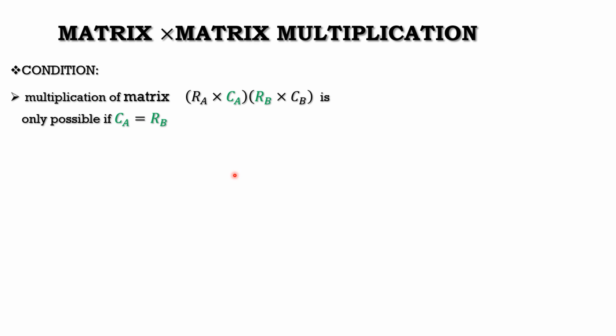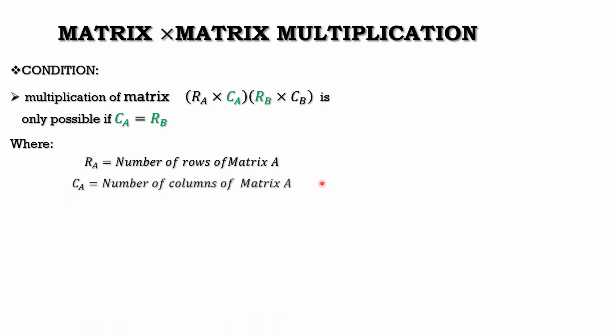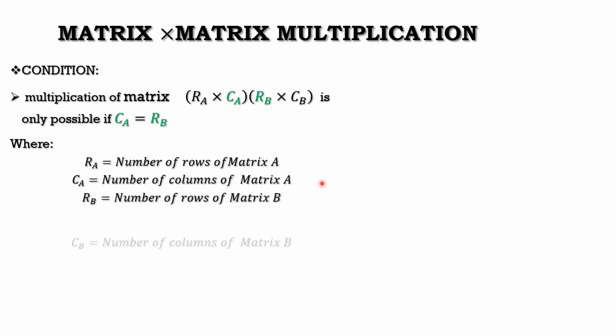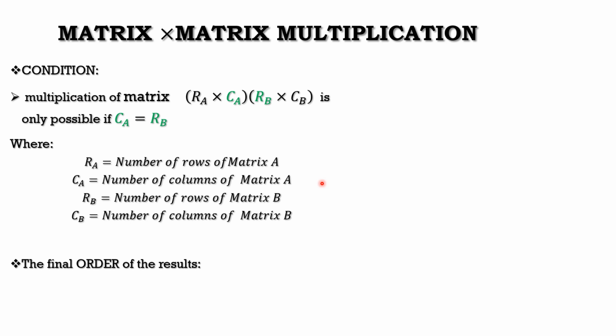If that condition is not met, then we cannot perform matrix to matrix multiplication. Now, RA is the number of rows of matrix A, CA the number of columns of matrix A, RB the number of rows of matrix B, and CB the number of columns of matrix B. Then we have to understand this concept. So let's look at it.